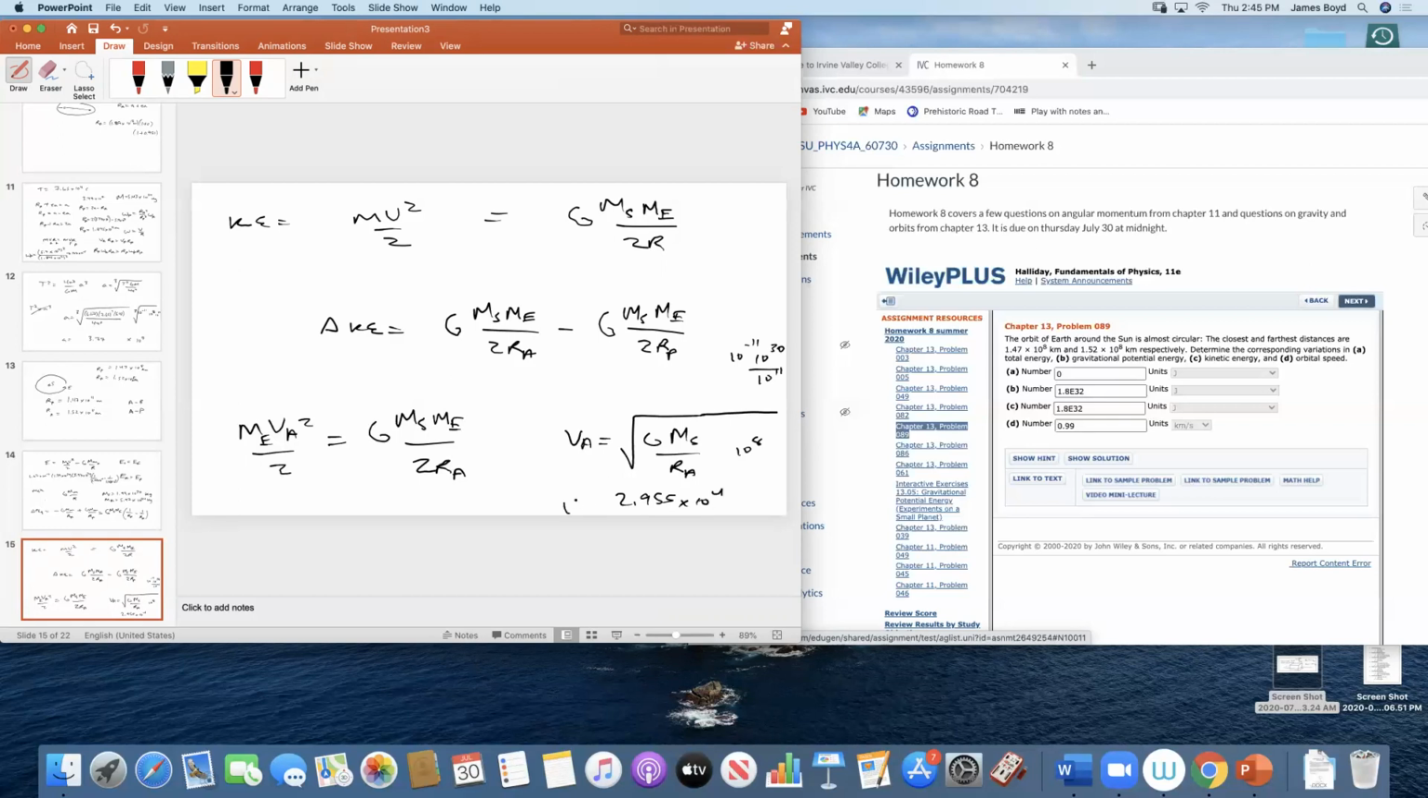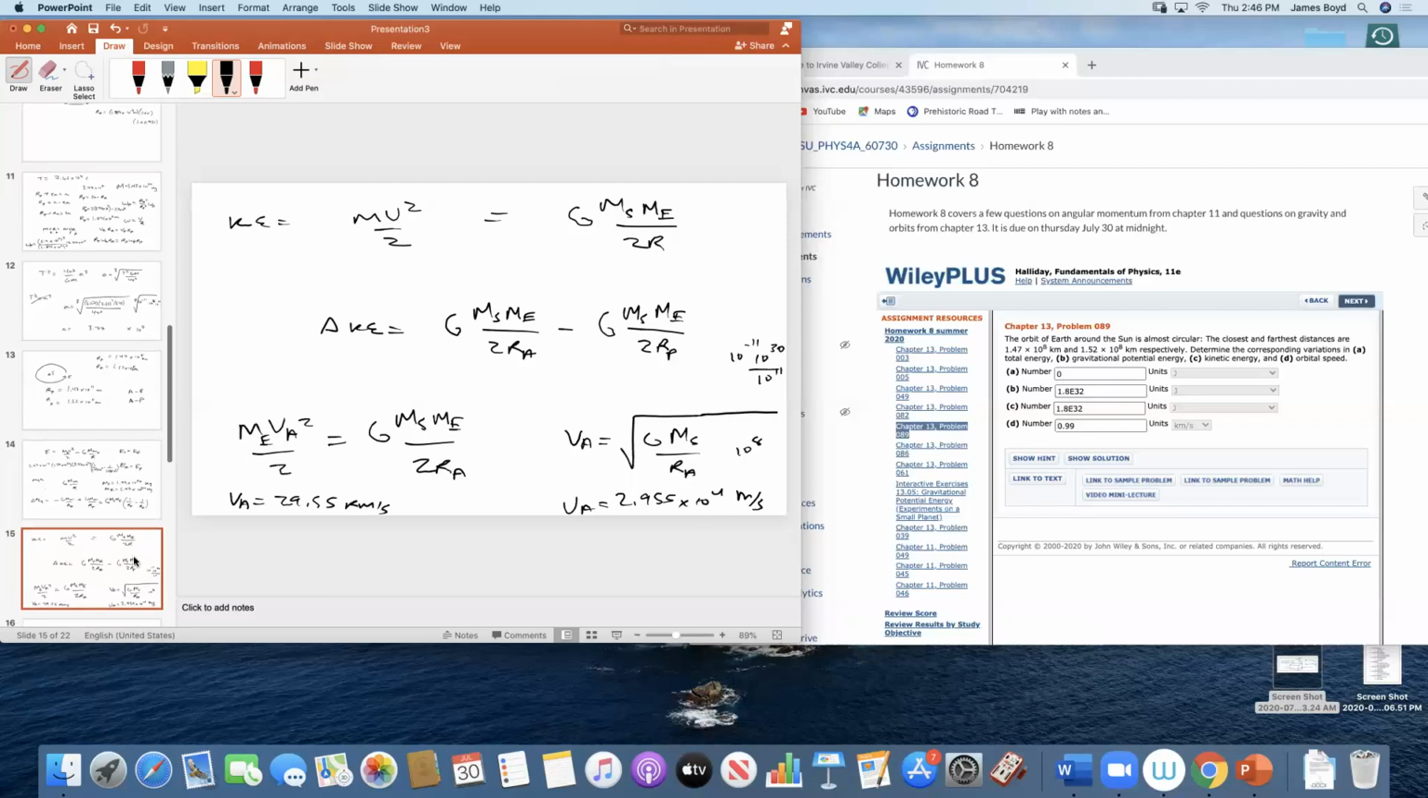Okay, that is VA, and this is in meters per second. They want your answer in kilometers per second. We'll talk about what we're doing. If I divide this by 1,000, by 10 to the 3rd, I get 29.5. So VA is 29.55 kilometers per second.